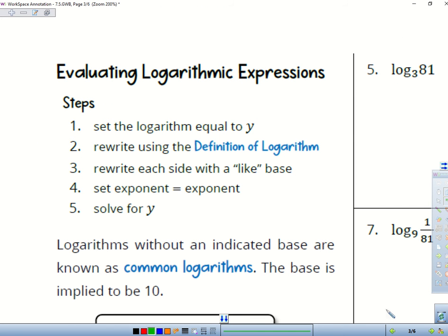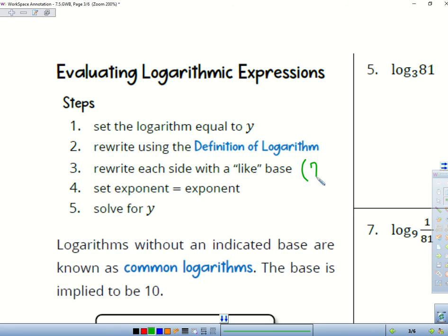So now we're going to use that skill to find missing values. Okay. First thing you have to do is you're going to set your logarithmic expression equal to y. You could use another variable if you want to, but we're going to use y. You're going to rewrite via definition of logarithm. That's what we just did on the last page. And then you're going to change it to a like base.